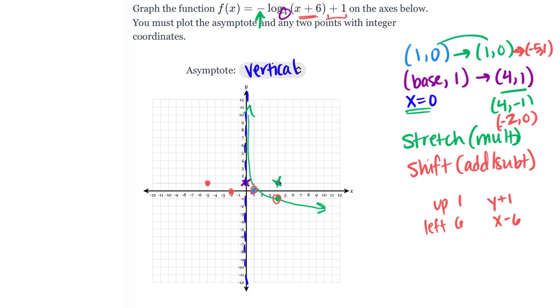And then the asymptote, we would also shift left 6. So that would move to x equals -6. And then you would see this function here.